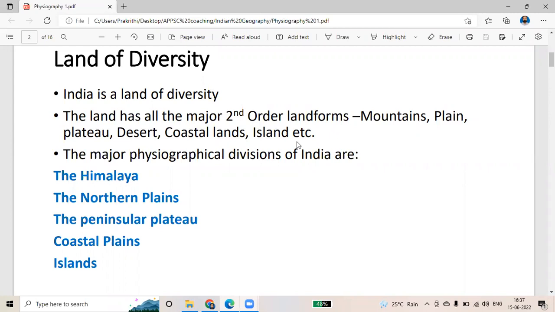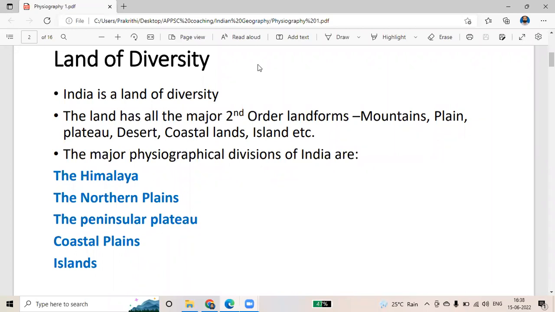Within this Himalaya, we can see multiple third order landforms. Within the northern plains, we have multiple third order landforms. So in every second order landform in India, we have multiple third order landforms within it. The Aravalli range is actually considered a third order landform here. The Western Ghats and Eastern Ghats of India are also considered third order landforms. That is why they are not mentioned separately. We have divided them based on size.